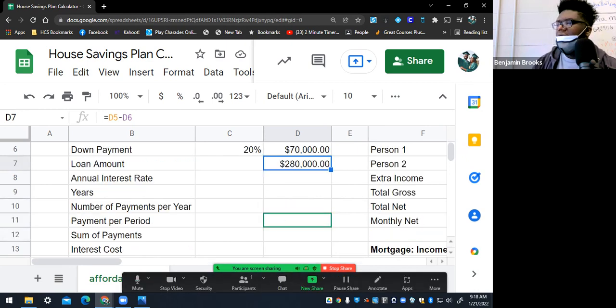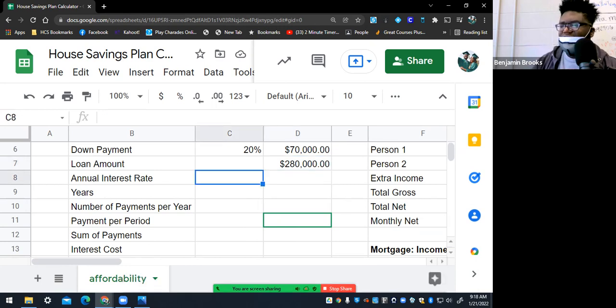Okay. Then the annual interest rate, I want this as a percentage over here, so we're going to say percent. And let's say your interest rate is 5% for this particular scenario. We'll go back and actually see what his scenario was, but for now, we'll just use that.